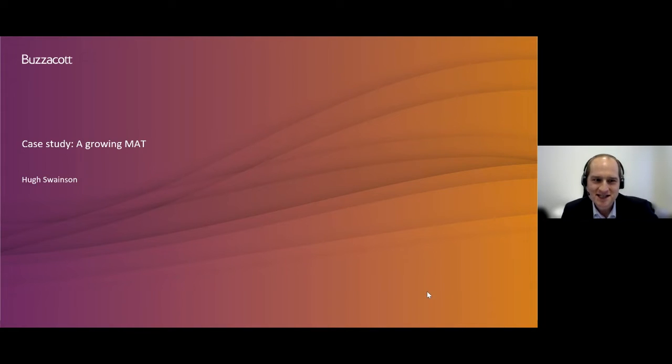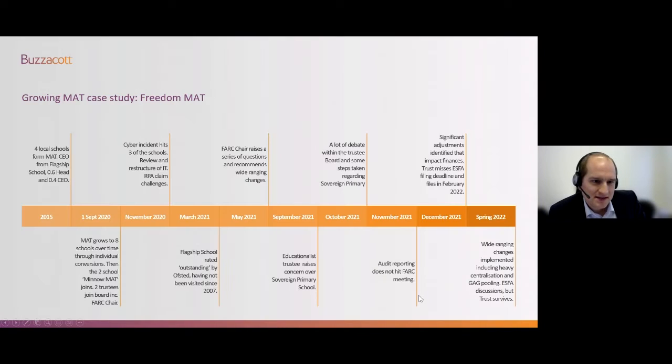The first thing to say on this case study on a growing MAT is, hopefully some of the challenges we're exploring here are common challenges within the sector, and obviously we're seeing so many MATs develop at the moment in the sector, and looking for that growth, or having gone through those periods of growth. However, if you're a single Academy Trust, there's still stuff that's relevant for you in here. So don't switch off if you're a single Academy Trust. So just going on to the next slide.